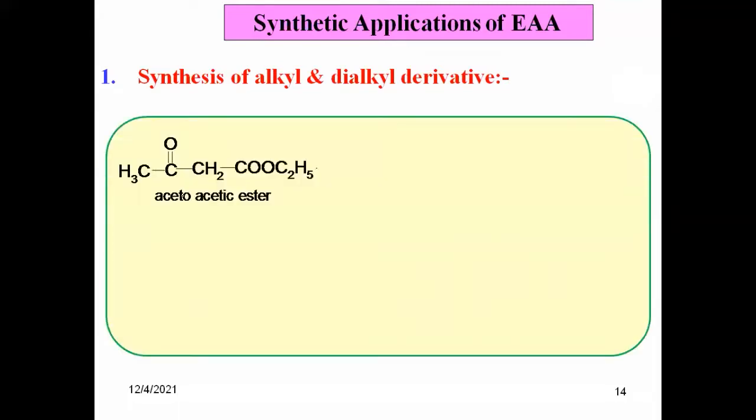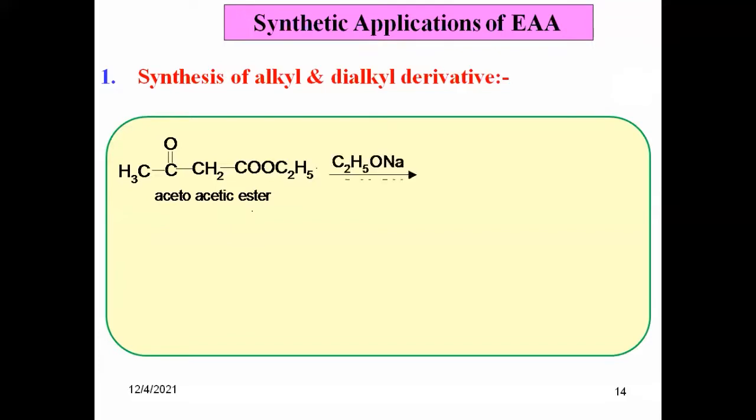Let us see first very simple synthetic application, synthesis of alkyl and dialkyl derivative. Starting material is acetoacetic ester. This is our active methylene compound. At the center, there is a CH2 group. From one side, ketone group, aceto group. From another side, there is the ester group. This is our acetoacetic ester, किंवा आपण त्याला ethyl acetoacetate असे म्हणतो आहोत.